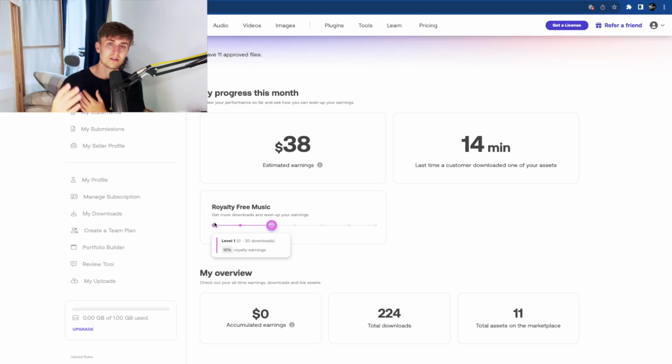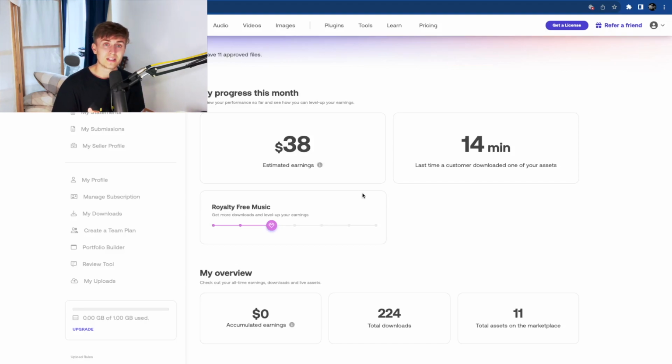So basically, the more downloads you get throughout a month, the more you're going to earn as a percentage. So at level 1, the first 20 downloads that you get on Motion Array, you get 10% of the royalty earnings, which isn't a lot, and this number here ticks up really slowly. But I'm telling you, 20 downloads is something that happens very quickly.